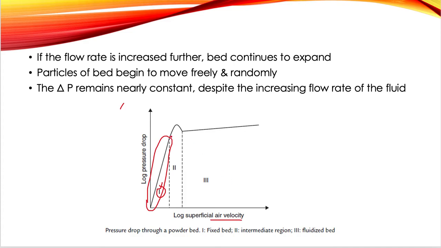And if we keep on increasing the flow rate, we can see here the velocity and pressure drop are still proportional to each other. However, here the particles already begin to separate, but they are still in contact, and we can see it will have a smaller slope compared to the first area.